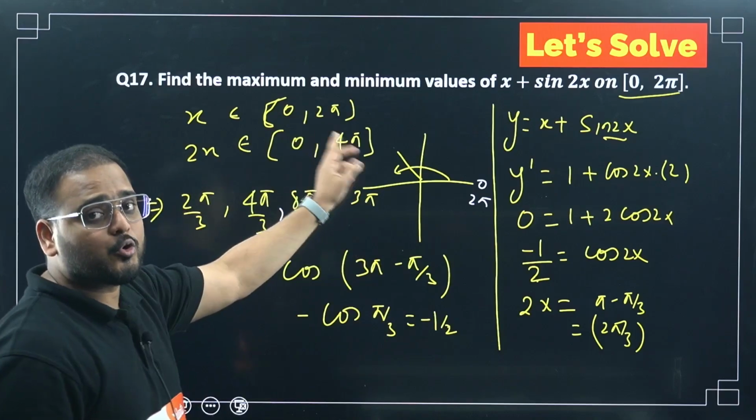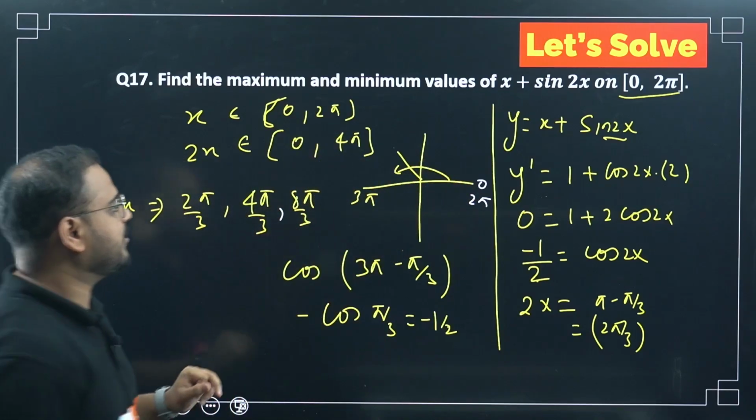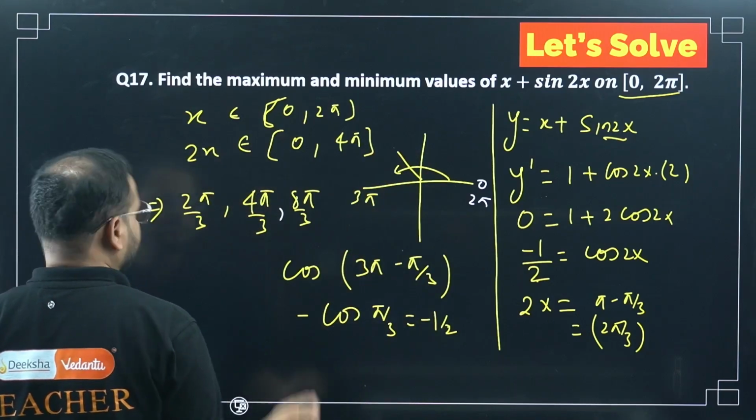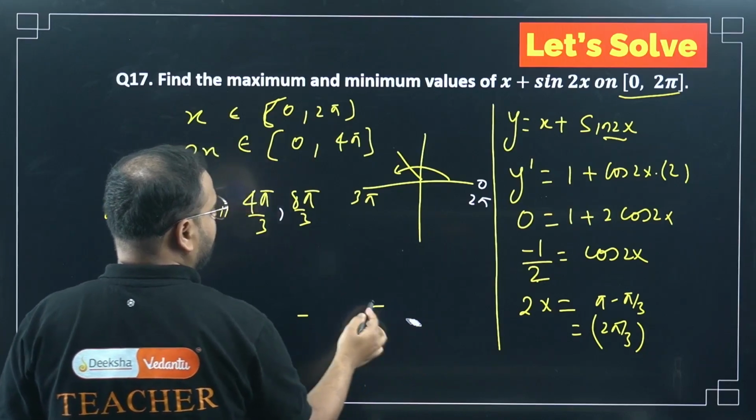What is my domain? 0 to 2 pi, 0 to 4 pi. First I did for 0 to 2 pi, I got two answers, 2 pi by 3, 4 pi by 3. Now I'm going for the second cycle. So this is over, I have one more value to go. Check here. When will this come? Next tell me. I hope you can get it from here directly now.